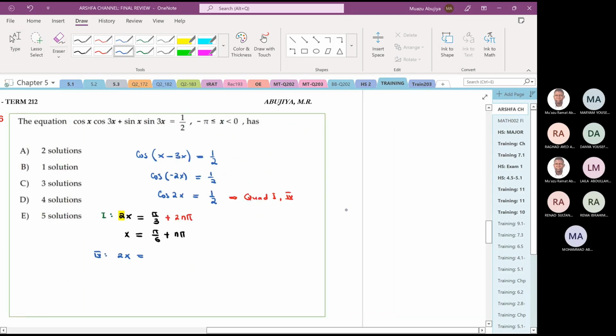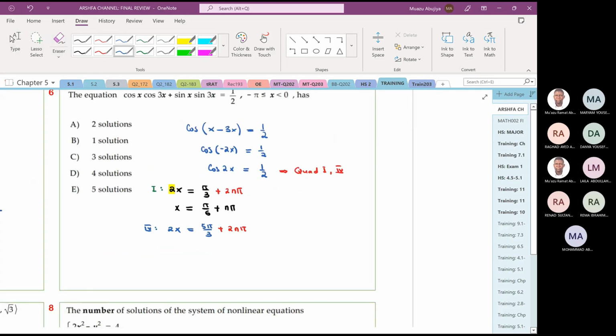We say 2 pi minus pi over 3, and that is going to give us 5 pi over 3. Then to find the general solution, we say plus 2n pi, because we have, again, a multiple angle. So let us divide it by 2. So we have x equal to 5 pi over 6 plus n pi.